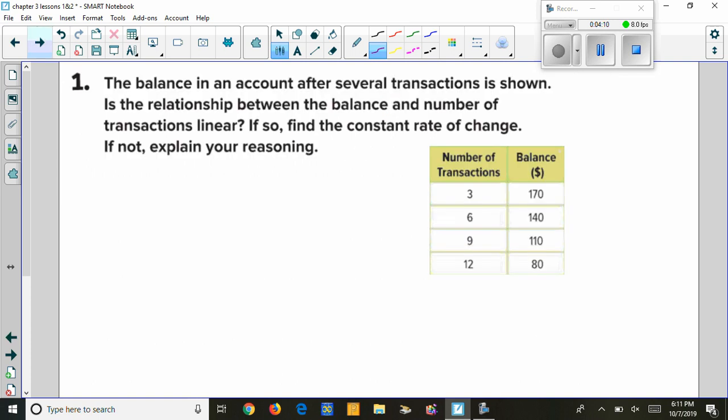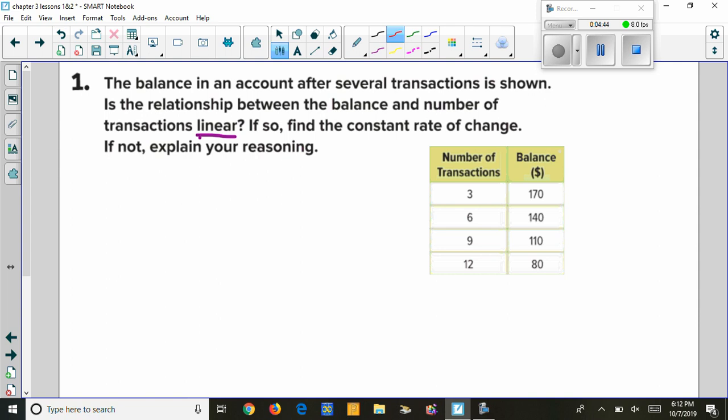We're going to start by looking at a table of numbers. The balance in an account after several transactions is shown. Is the relationship between the balance and the number of transactions linear? If so, find the constant rate of change. If not, explain why. Here's what we need to figure out. Looking at this table, I need to figure out if my numbers are changing at a constant rate.